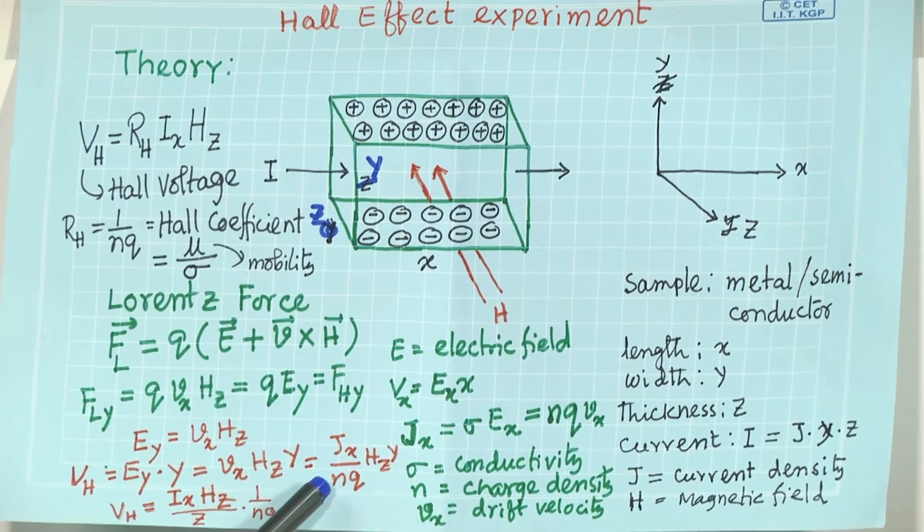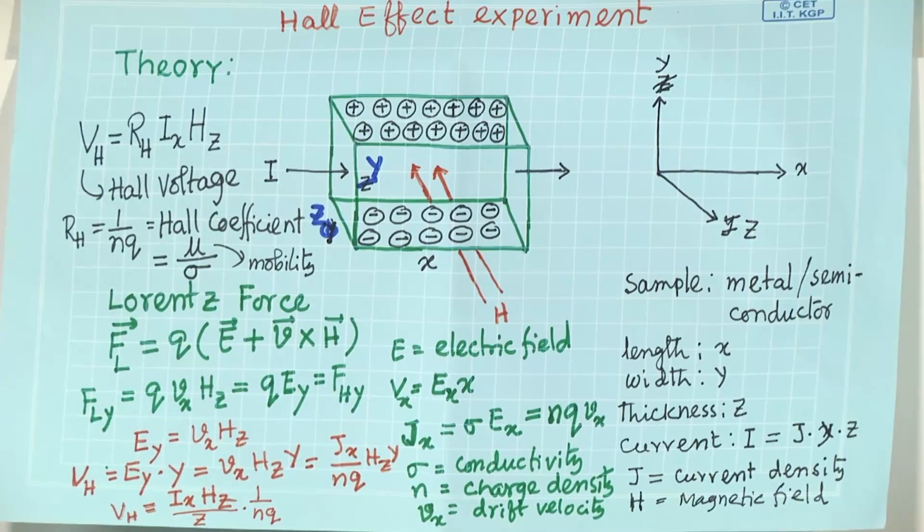So from here I can write Vx equal to Jx by Nq. Now Jx I can write in terms of Ix, so multiplied with this, Jx I have written as Ix by Yz. So Yy will go, and Ix Hz by Z into 1 by N2. So the Hall voltage we will get.